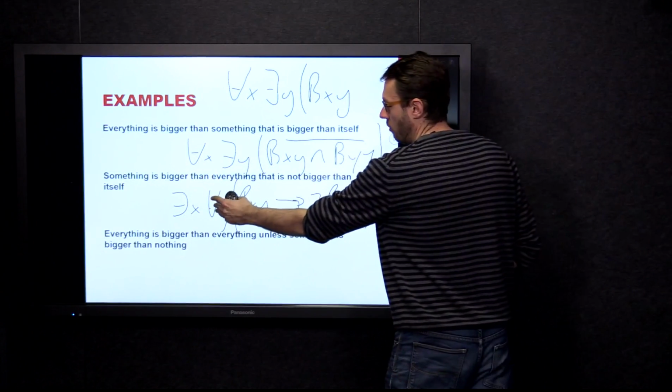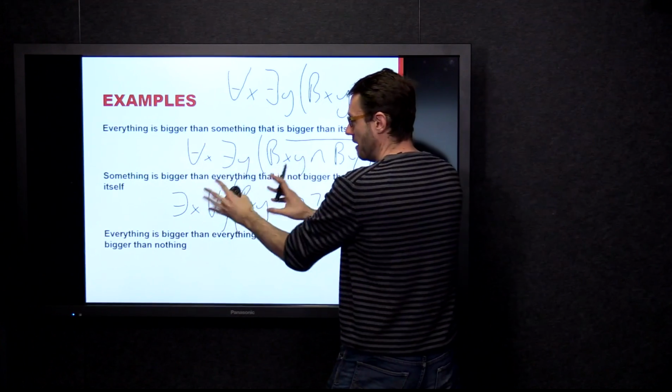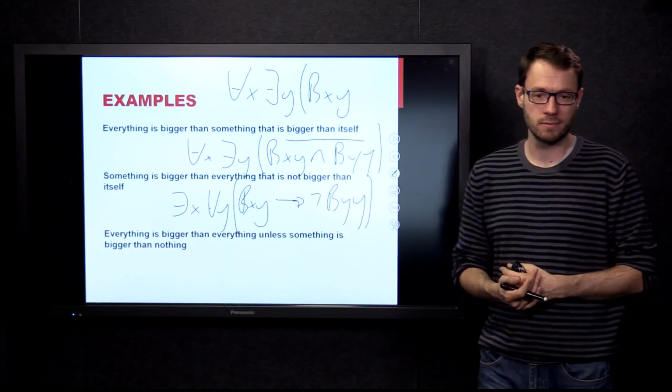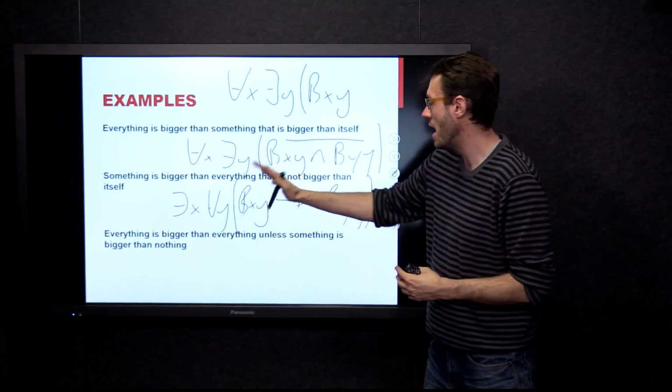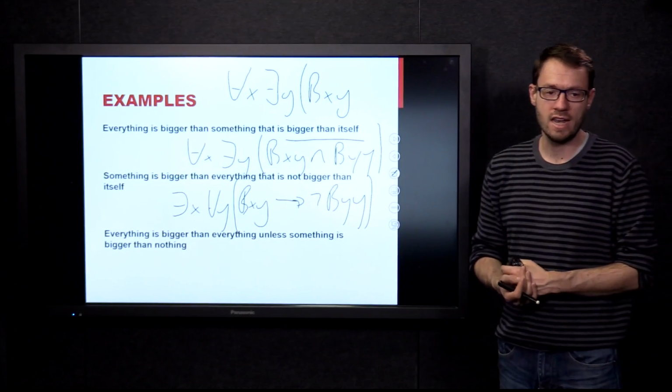So there exists a thing such that for all y, x is bigger than that thing, right? And if that's the case, if there is such a thing, then those things that it's bigger than are not bigger than themselves. Okay, so there is something x such that for all y, if Bxy, then it's not the case that Byy. All right, next.